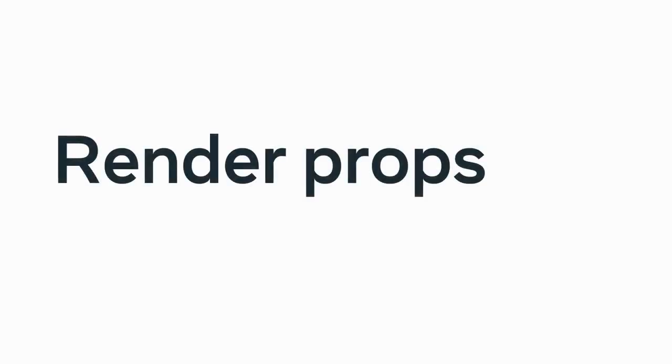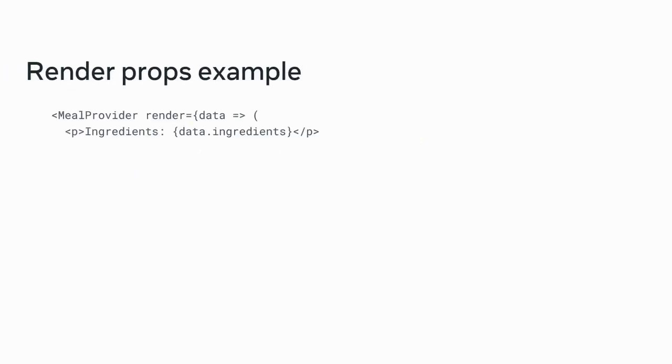The render props technique is so appropriately named that it's almost self-explanatory. It's about using a prop called render with a particular attribute: it has to be a function. To be more precise, a component with a render prop takes a function that returns a React element and calls that function inside its render logic. For example, a meal provider component could use this pattern.